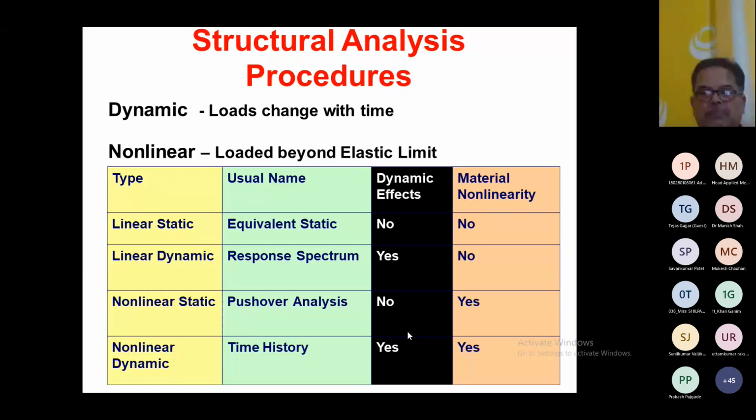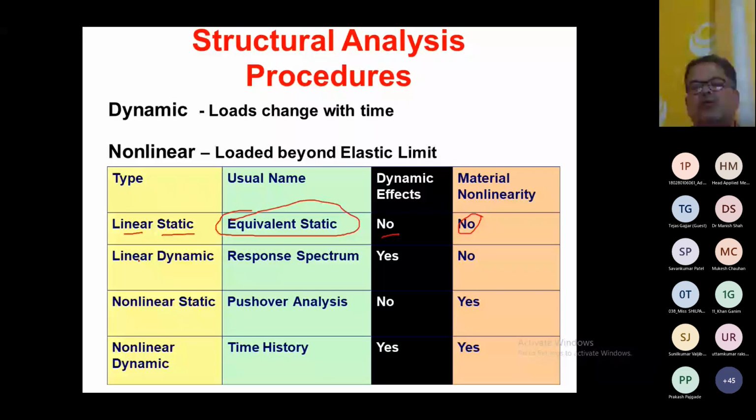So when I'm talking about the equivalent static method, then basically we are not considering any non-linearity. So it is linear, and at the same time it is static. So we are not considering any dynamic thing in the calculation. So it is a linear static, right? So the name is given equivalent static: no dynamic effect, no material non-linearity.